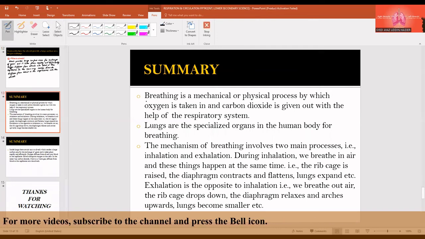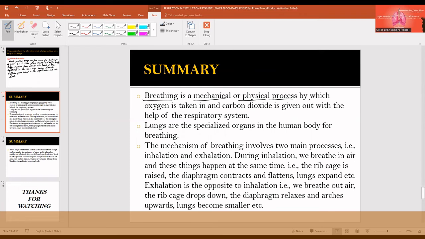Here's a summary of today's video lesson. Breathing is a mechanical or physical process by which oxygen is taken in and carbon dioxide is given out with the help of the respiratory system. Lungs are the specialized organs in the human body for breathing. The mechanism of breathing involves two main processes, that is inhalation and exhalation.